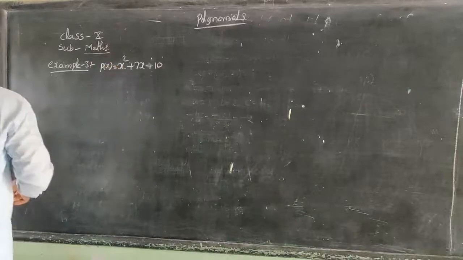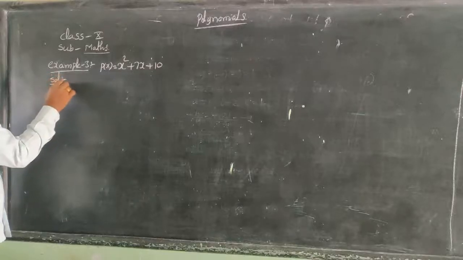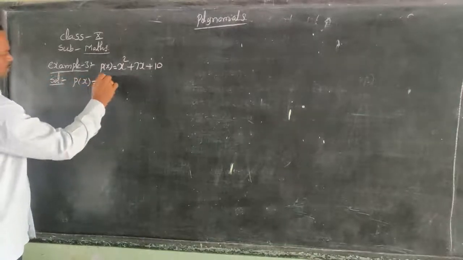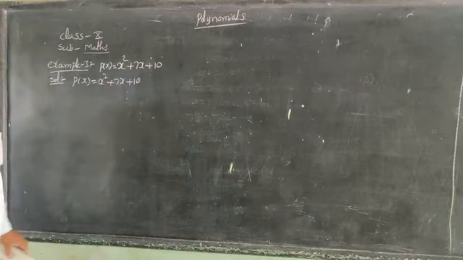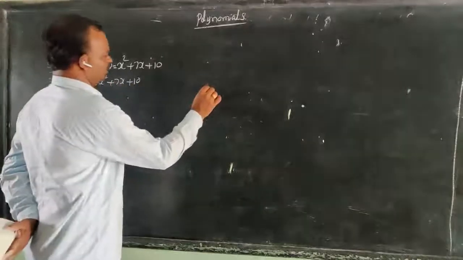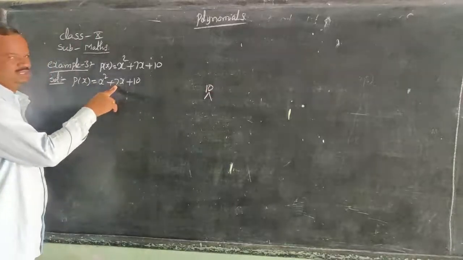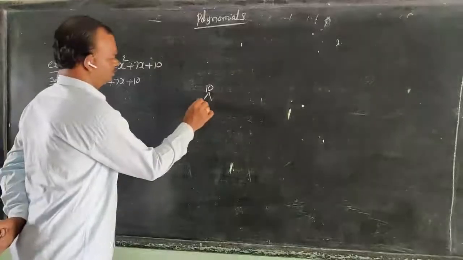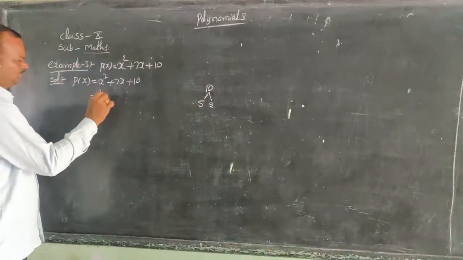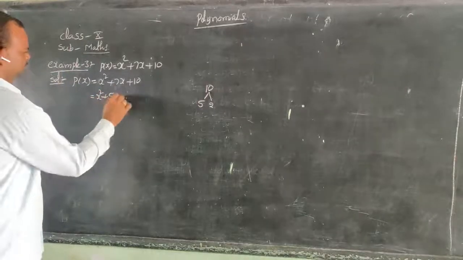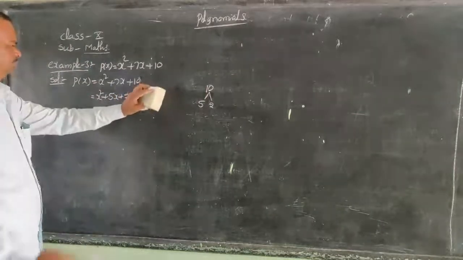Solution. P of x is equal to x square plus 7x plus 10. So factorize the polynomial. 1 into 10 is equal to 10. The factors are here. Adding them, the value should be 7. 5 twos are 10, and 5 plus 2 is equal to 7. x square plus 5x plus 2x plus 10.